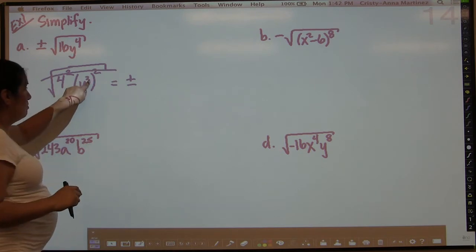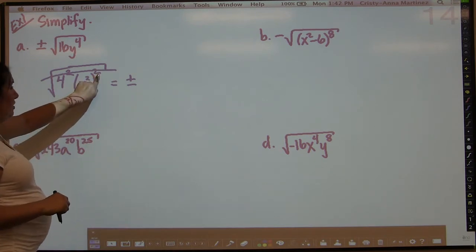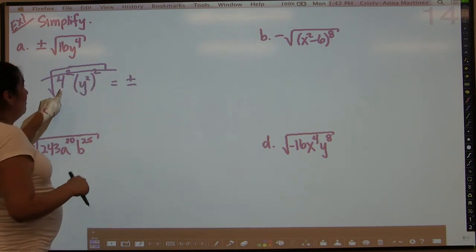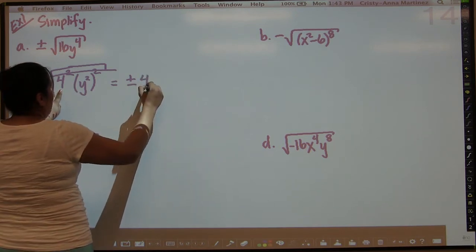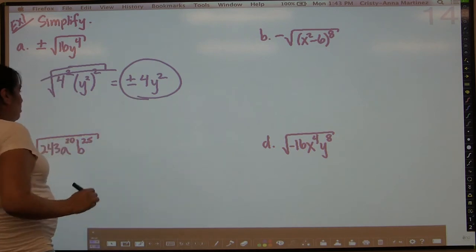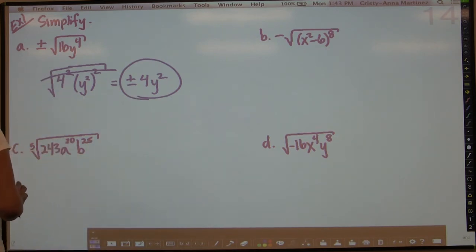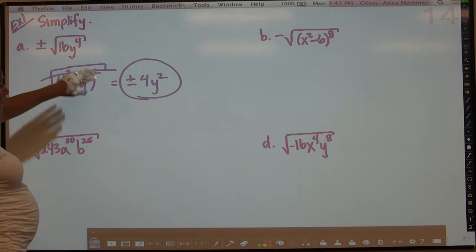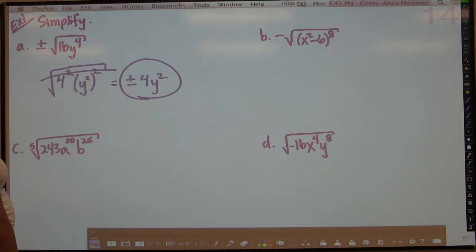Now it's not going to cancel both of them. It's just going to cancel the one on the outside. So we still have a 4, and we still have the y squared. And that would be our answer, plus or minus 4y squared. Alrighty? And so now basically what we could say is that the square roots of 16y to the 4th are positive 4y squared and negative 4y squared.